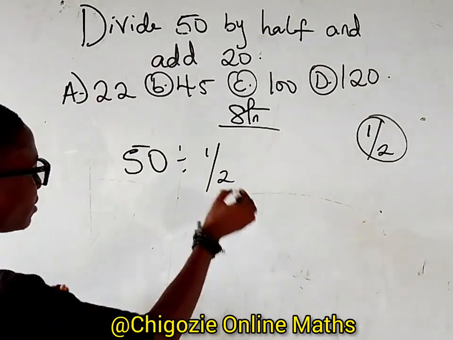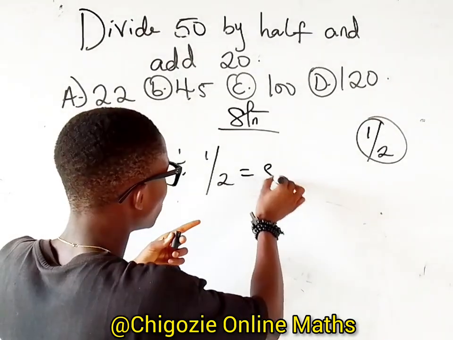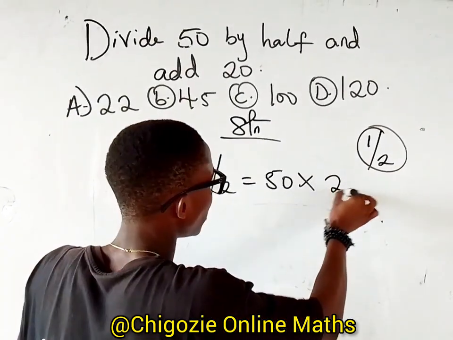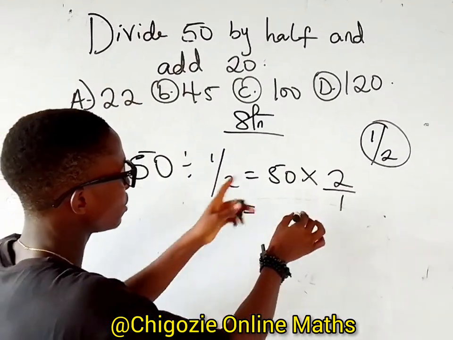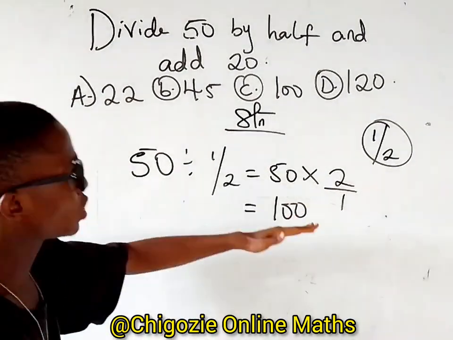Very simple now. Now equals to this, we change to what? Multiplication now. You know that one. So 50 times, we reverse this now. We all know that. So times 2/1. So 50 times 2 is 100. So divide 50 by half is 100.